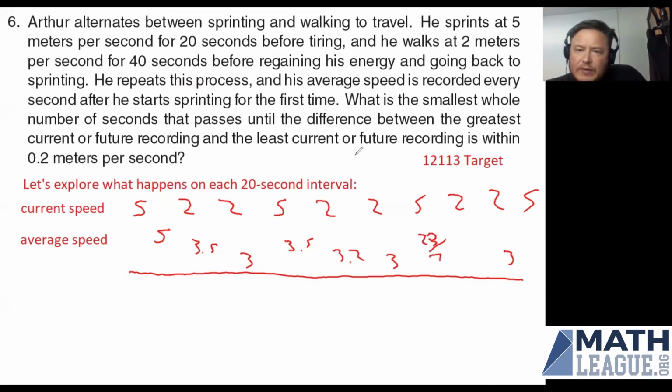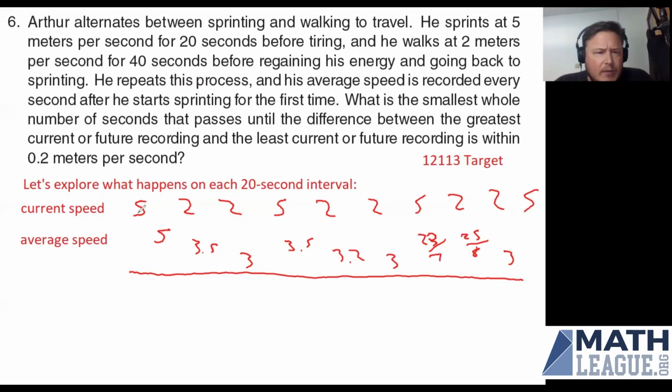When we get to the next one, after this next 20 seconds of going 2 meters per second, the total of all these 8 numbers is going to be 25. So it's 25 over 8. And then we're back down to 3. Then we add this 5 again.